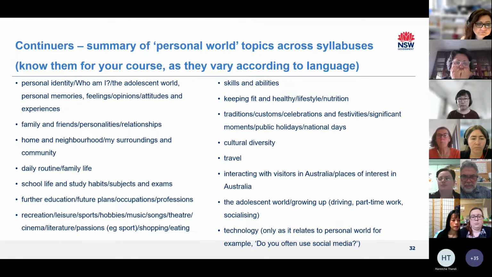This is a summary of the continuers personal world topics taken from a range of continuers syllabuses. Students may be asked questions from any theme as the topics relate to their personal world. It is essential that teachers and students are thoroughly familiar with all themes and topics for their own course. Please take some time to read through this slide.